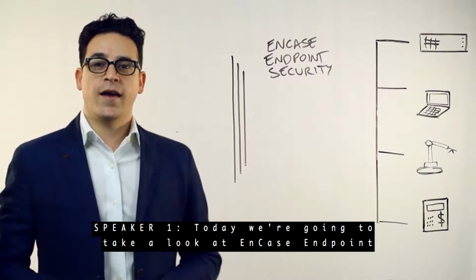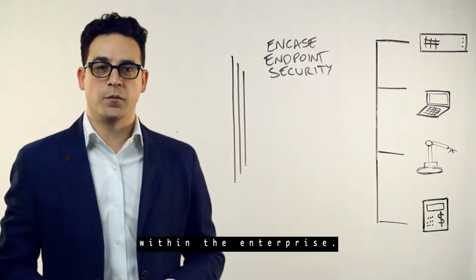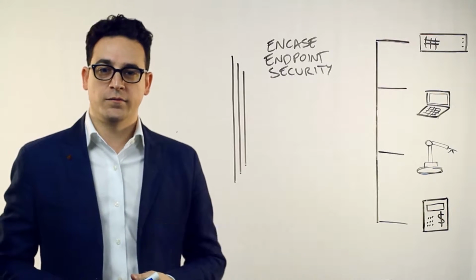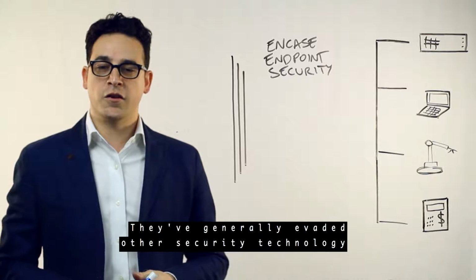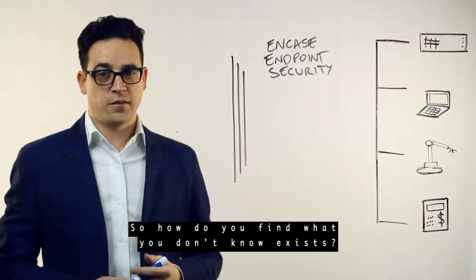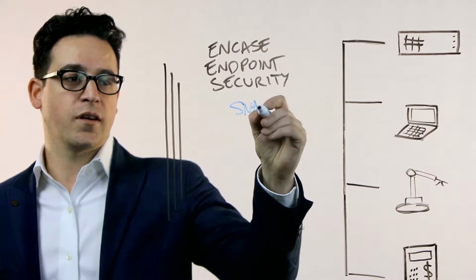Today, we're going to take a look at EnCase Endpoint Security and how it can be used to detect unknown threats within the enterprise. Unknown threats cannot be defined by a policy. They're not known to the organization. They've generally evaded other security technology tools in place. So how do you find what you don't know exists? EnCase Endpoint Security uses snapshot technology.